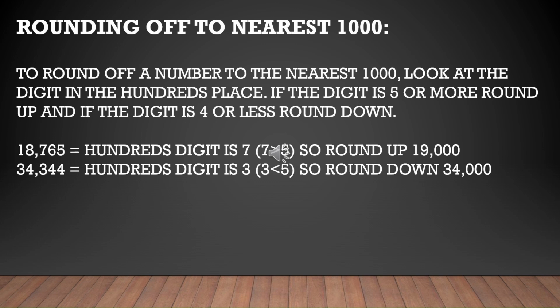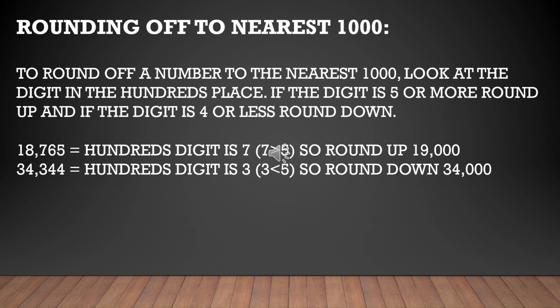Now, how will you round off a number to its nearest thousand? You will look at the digit in the hundreds place. If the digit is 5 or more, round up, and if the digit is 4 or less, round down. Here, when you're rounding a number to its nearest thousand, which place should you consider? You should check the hundreds place. If the digit is 5 or more, you will round up, and if the digit is 4 or less, you will round down.